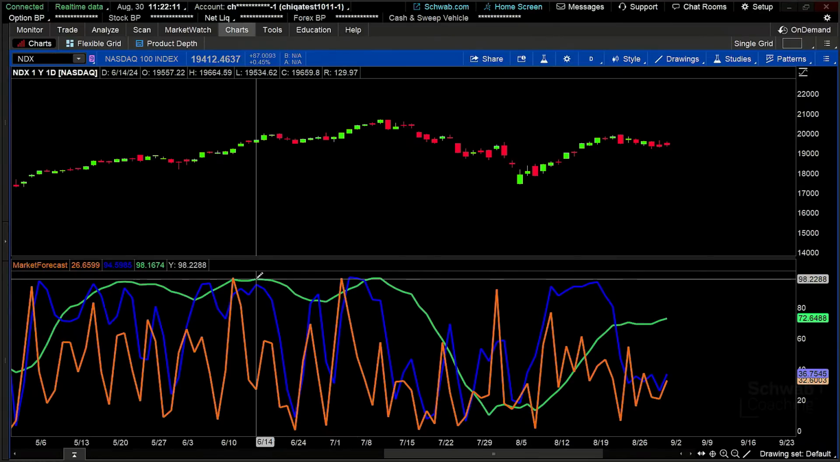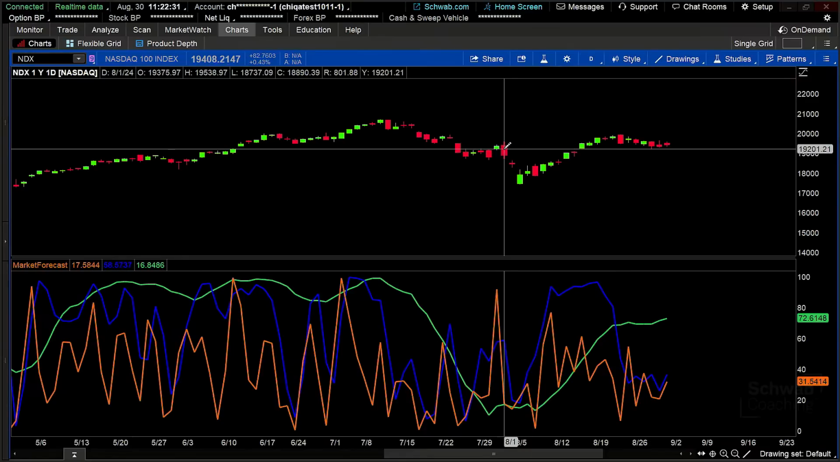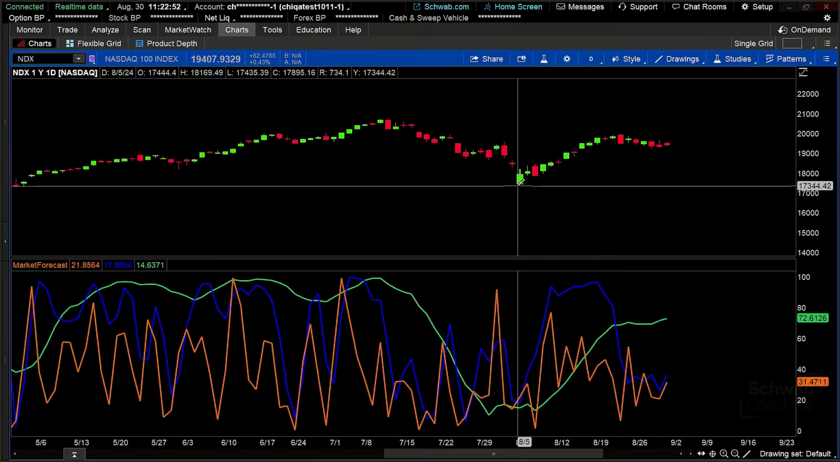Now, here's where, guys, the market forecast really comes into power. And James, exactly where I'm going with this, right? Look at what happens right here. So this is the 1st of August. And if you remember what happened right around that 1st of August timeframe, as we started to get retail sales numbers, we got jobs numbers, look at what happened. We saw a gap down, a sell-off, and then a gap down again.